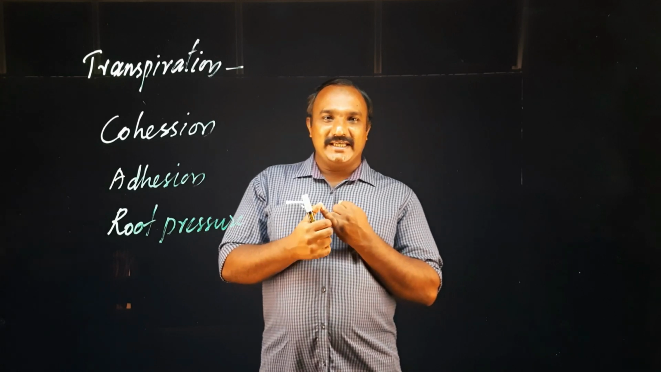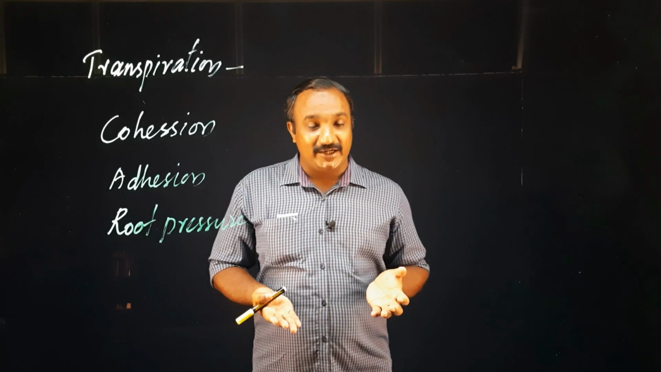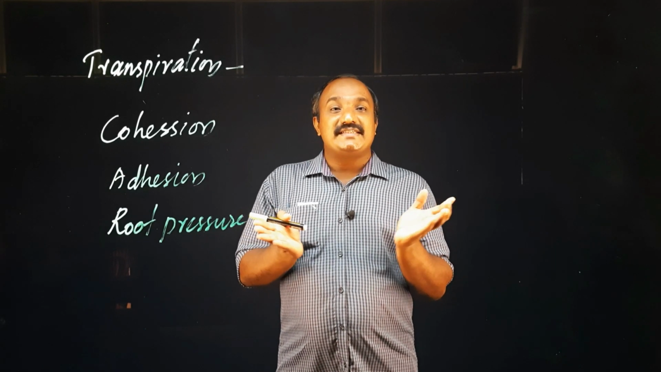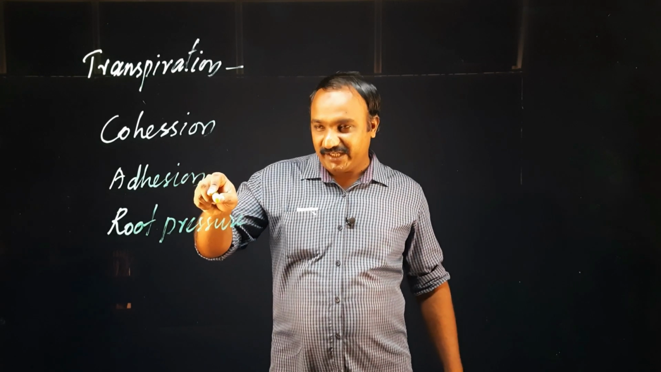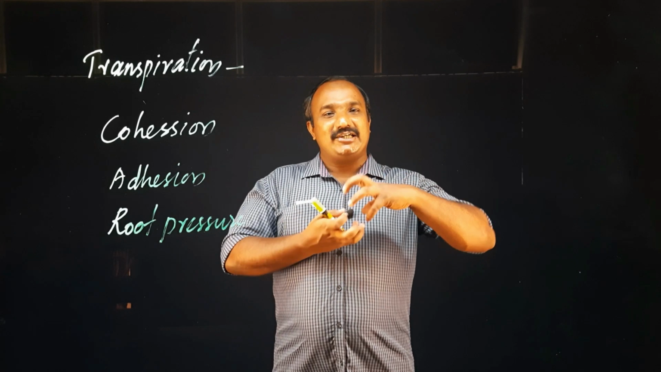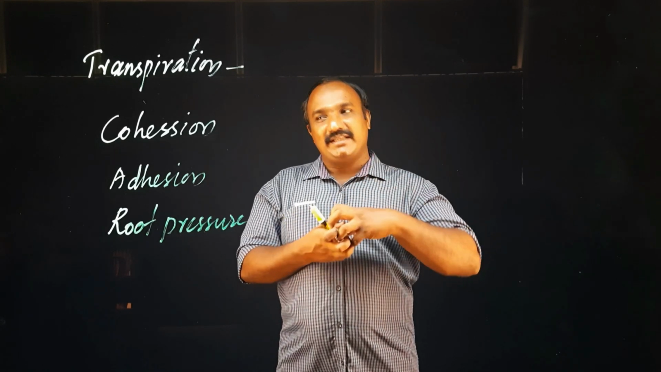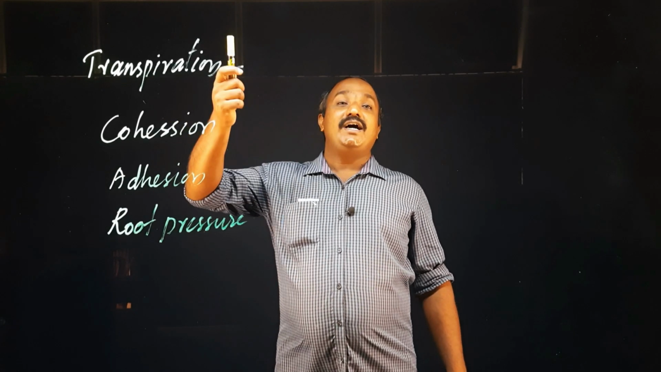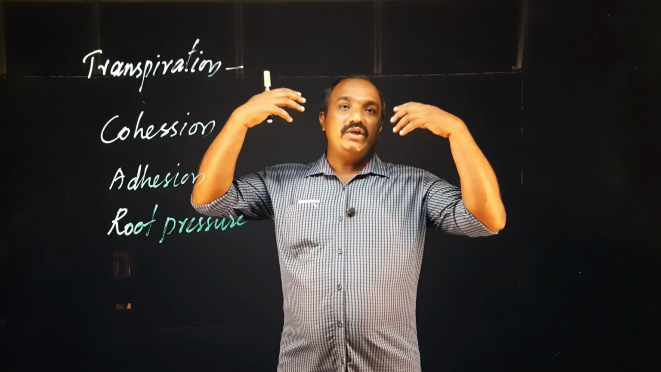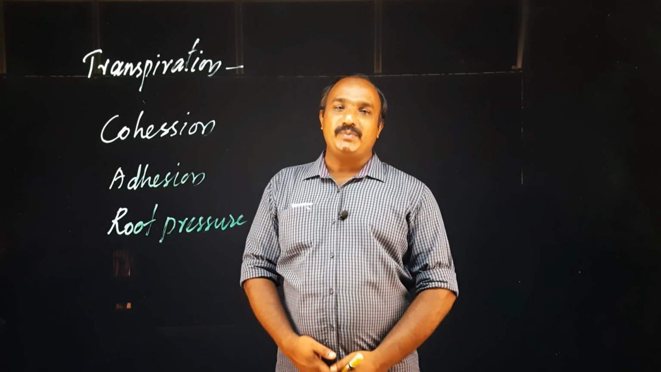Okay, so there will be a pressure from the root, it is called root pressure, and the materials are attracted to the surface of the vessels, that is called adhesion. Then the molecules are attracted together or combined together, that is called cohesion. And when the water is lost through evaporation, that is called transpiration.